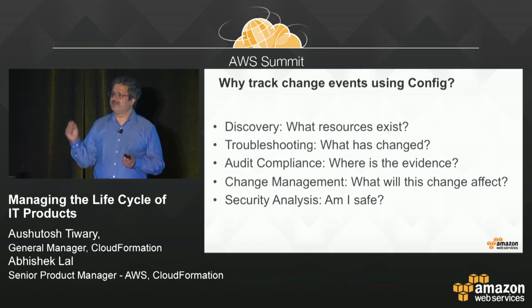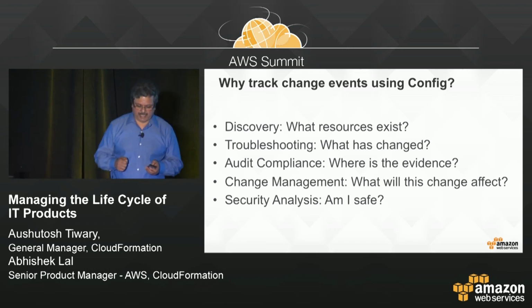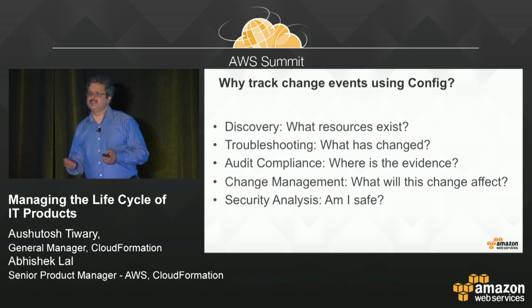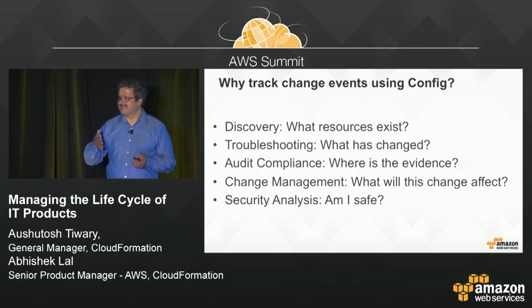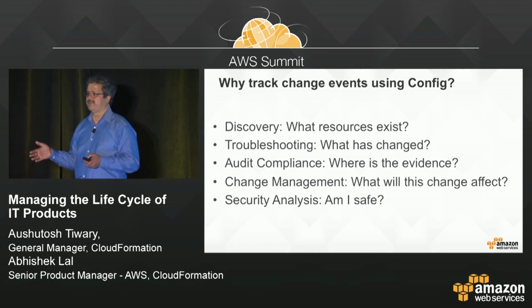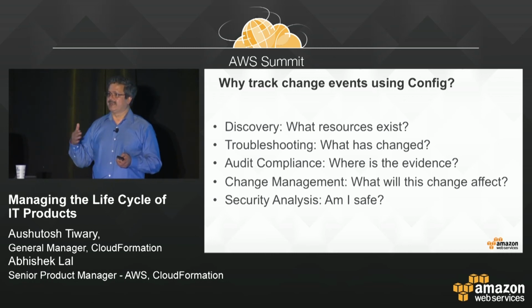Next, as you're making a change, you want to understand what this change will actually affect. You can figure that out from the relationship information that AWS Config has. And finally, it allows you to do security analysis because of all these changes. I started out in a safe state. Am I still safe? These are the key capabilities that AWS Config provides for your product that lets the IT administrator govern the products that are being launched and make sure they're compliant.